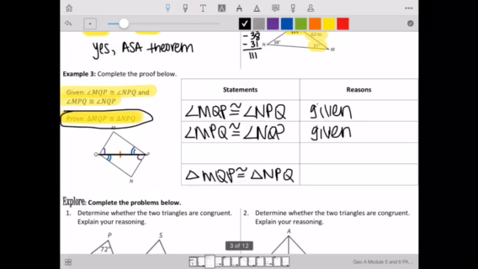So what we can do is write a reflexive statement, is what it's called. Okay, QP is obviously congruent to itself, right? Everything is congruent to itself. That's called the reflexive property. And now that we have two pairs of angles and the included side all congruent, we can say, yep, the two triangles are congruent, and our reason is the angle side angle theorem.